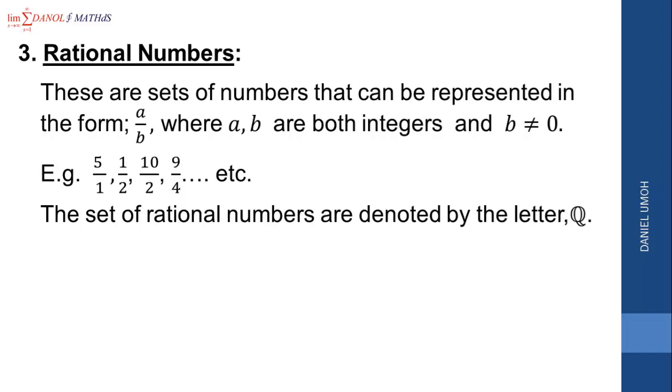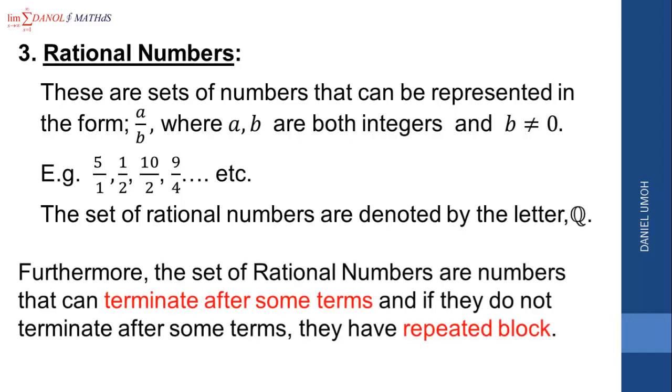I want you to also note that every natural number and every integer is a rational number. But not all rational numbers are integers and what? Natural numbers. Now, a further definition of rational numbers. The set of rational numbers are numbers that can terminate after some terms. And if they do not terminate after some terms, they have a repeated block.